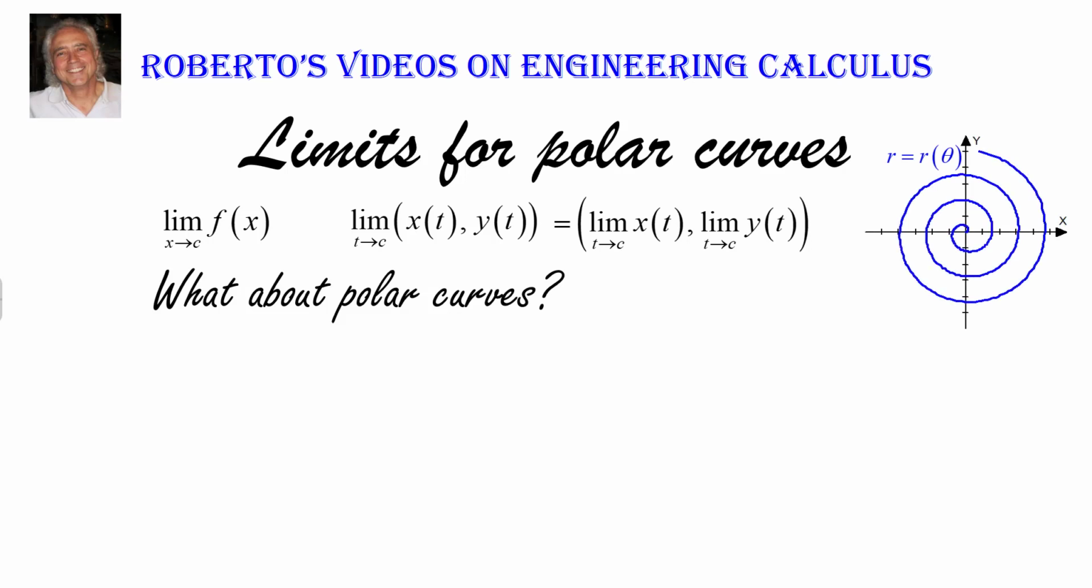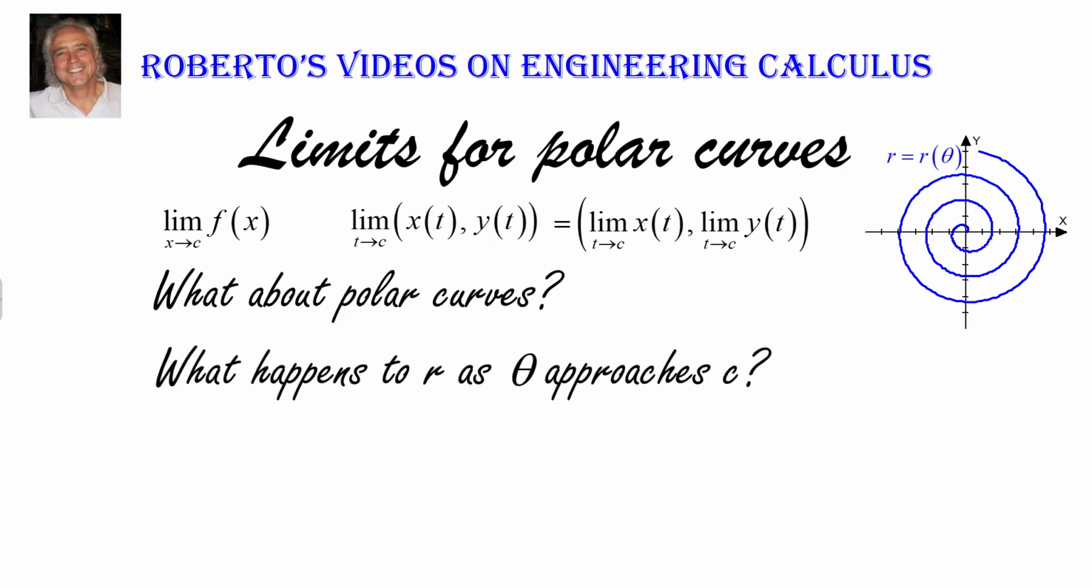Remember, these polar curves are curves which are defined in terms of polar coordinates and are best suited for curves that have some kind of rotating pattern around the pole. Well, one thing we could do is simply ask what happens to r as theta approaches some number c. That is definitely a reasonable question to ask. Unfortunately, it's a pretty boring question. It doesn't really give us a lot of information at this stage.